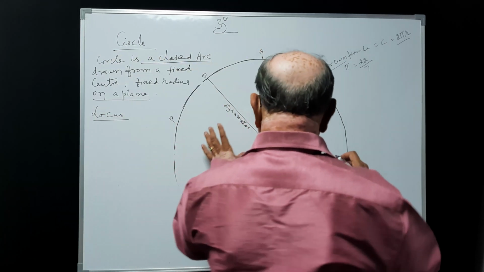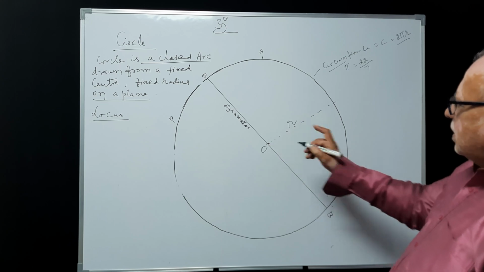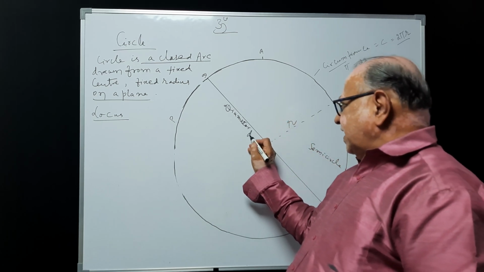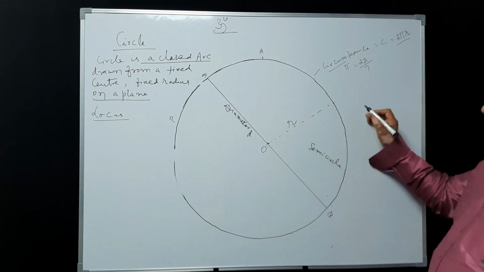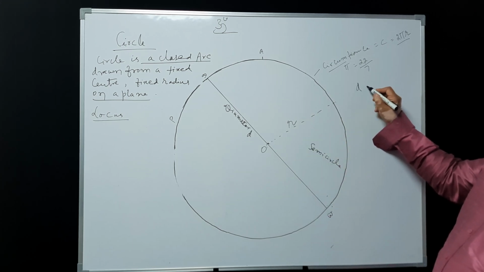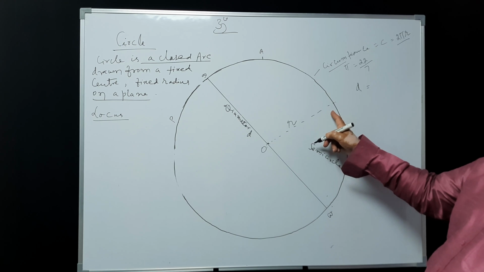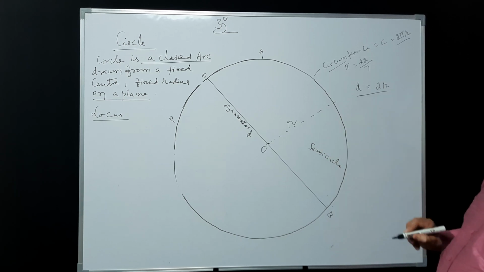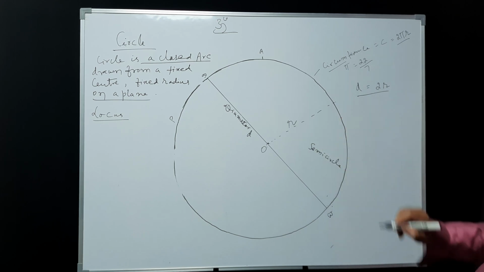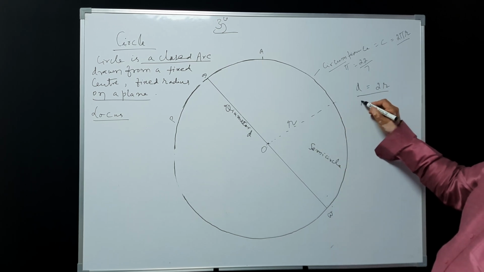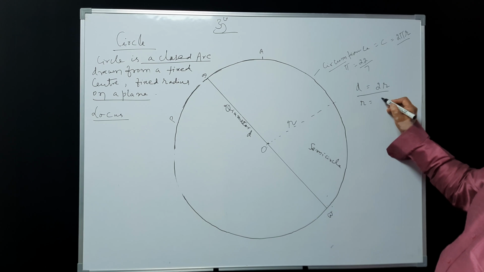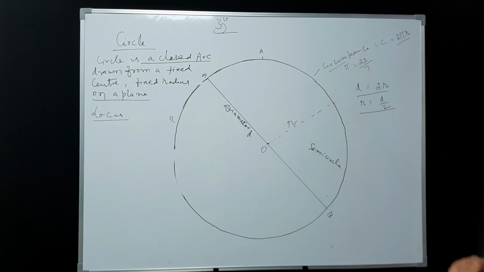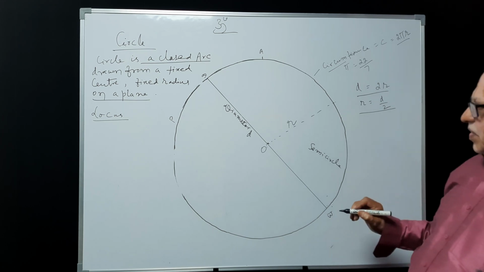So you can give a relationship between diameter and radius. If you represent diameter as D and radius as R, then D will be equal to 2R. So this is the relationship between diameter and radius. R equals half of diameter, D by 2. So this is the relationship between diameter and radius.